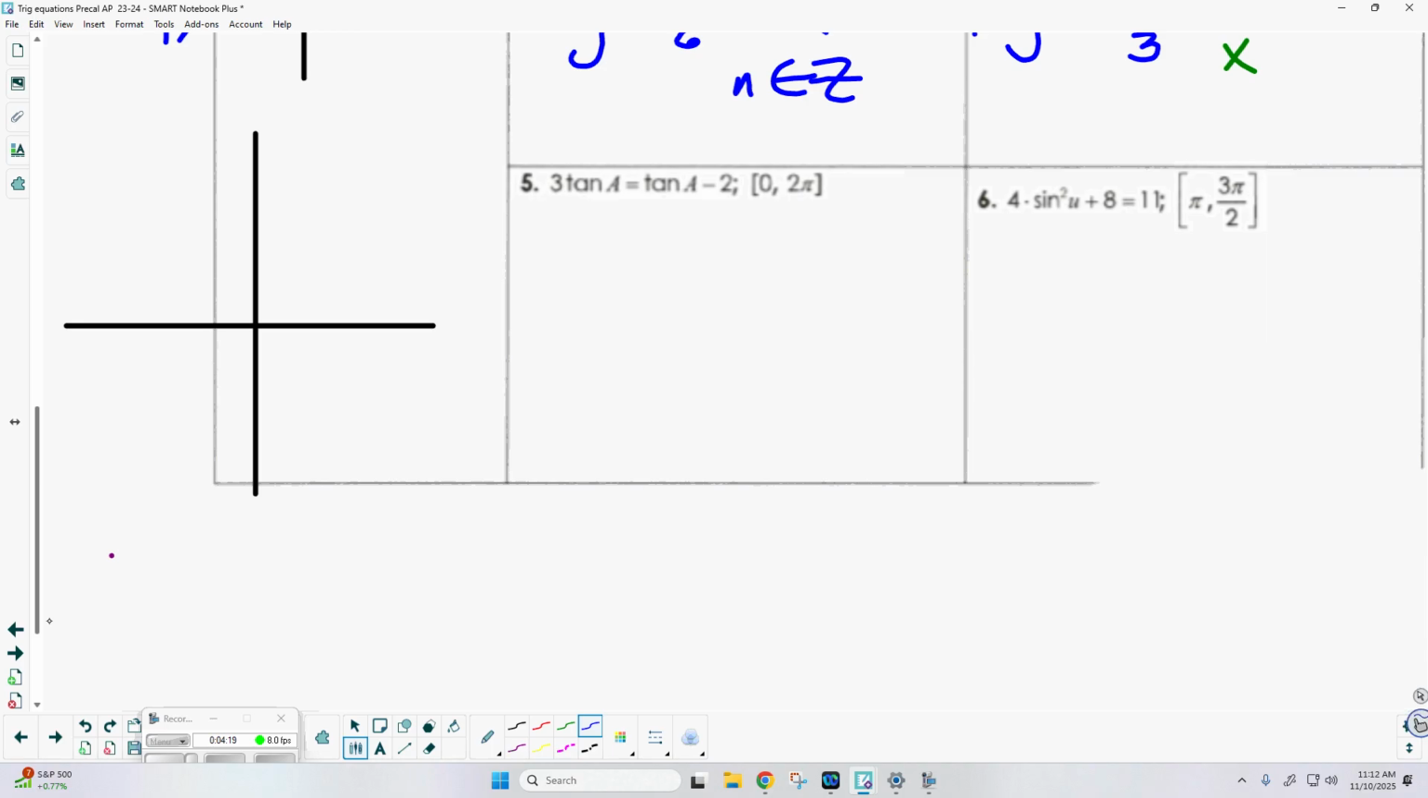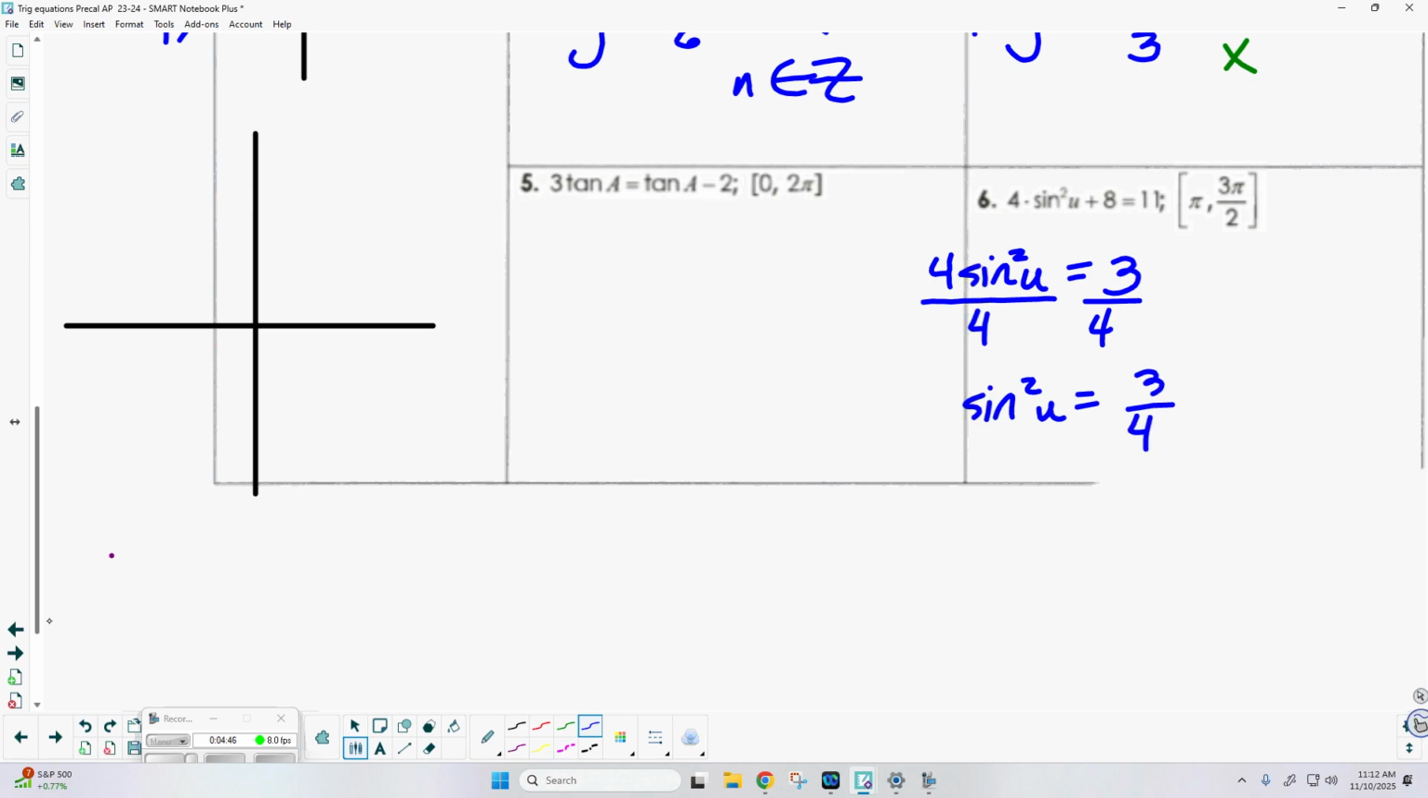I'd get rid of the 8, so let's subtract the 8 over. So this would be 4 times sine squared of u is equal to 11 minus 8, which will give me 3. Okay, now what? Let's divide by 4. Everything you would have done when you're solving a normal equation. So that gives me sine squared of u is equal to 3/4.